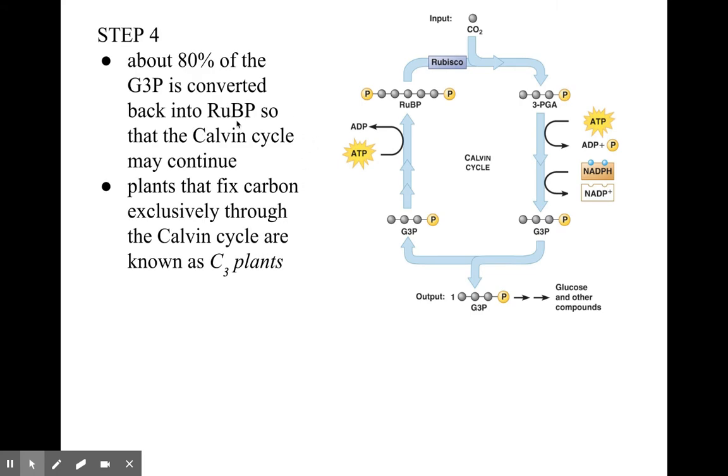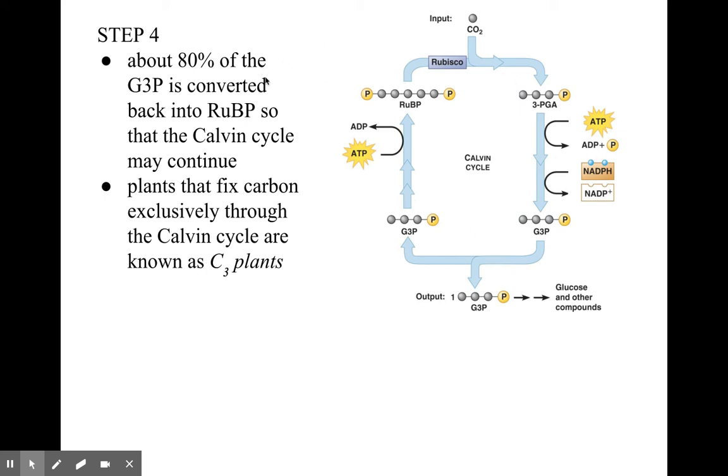Now, the rest of it, the 80% of the G3P actually just keeps going in the Calvin cycle. So it kind of comes right back around. And then it's going to take an ATP to change G3P into RuBP. And now we're back around. And so then it just cycles around. One comes out and everybody else kind of goes into the cycle party.